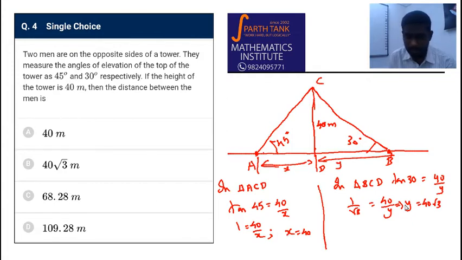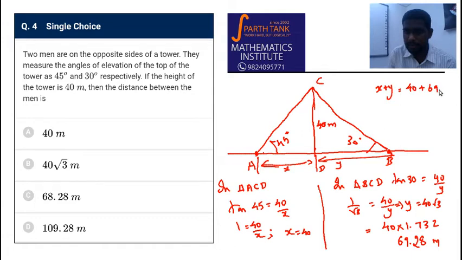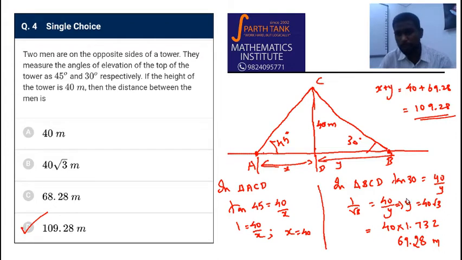So it is none of these, because 40 root 3 is how much? 40 times 1.732, which becomes 69.28 meters. So the total length x plus y, let me write it here, is 40 plus 69.28, which is 109.28. Usually in these problems they let you stop with some number in terms of root 3 and so on, but here they have given the explicit answer. So remember, square root of 3 is 1.732.